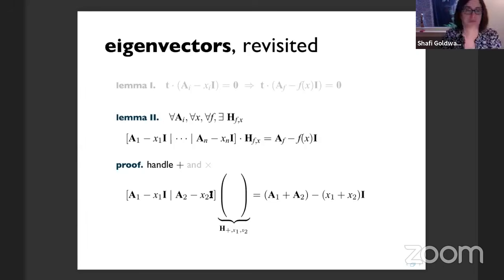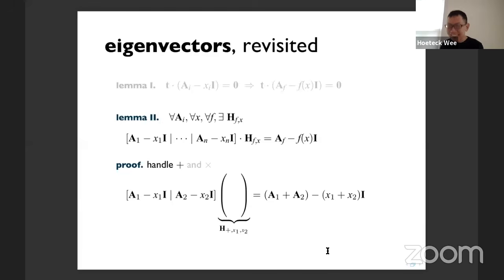So this is x1, x2. This is what the left-hand side looks like. A_F for addition is just A1 plus A2. F of x is x1 plus x2. So I need to come up with some H such that this times this H is whatever is on the right-hand side. Okay, so let's see. Does anyone want to give it a shot?